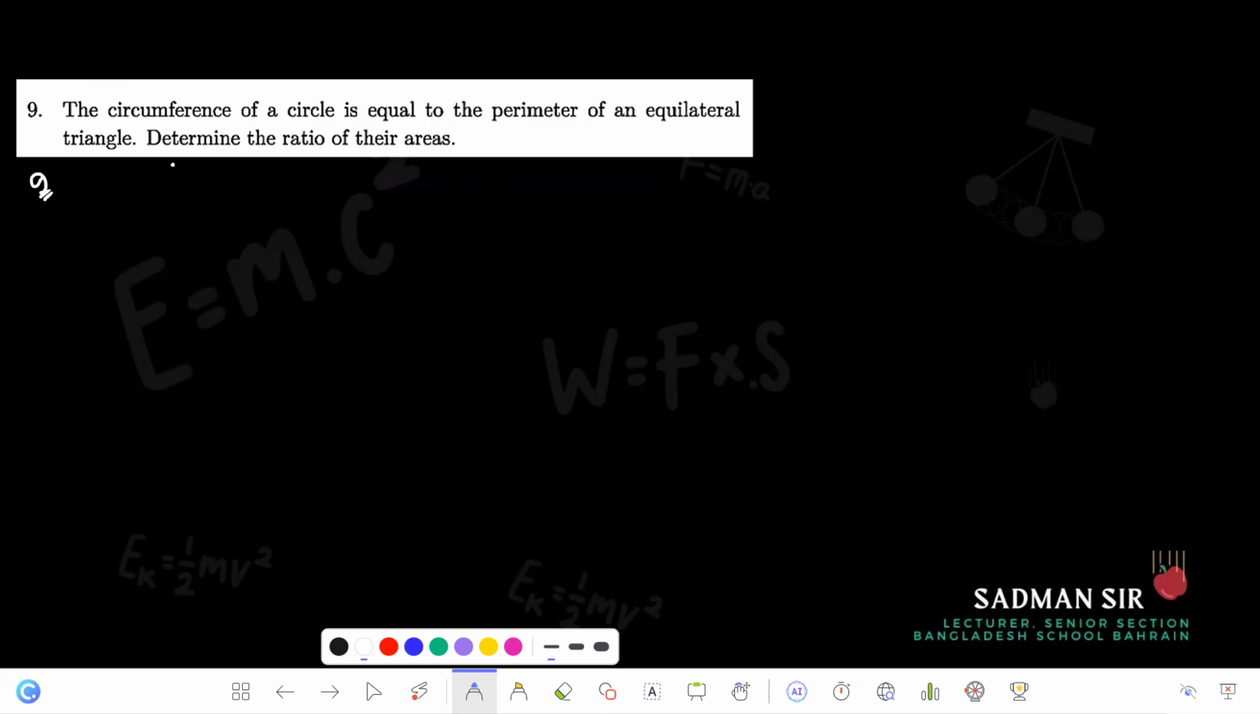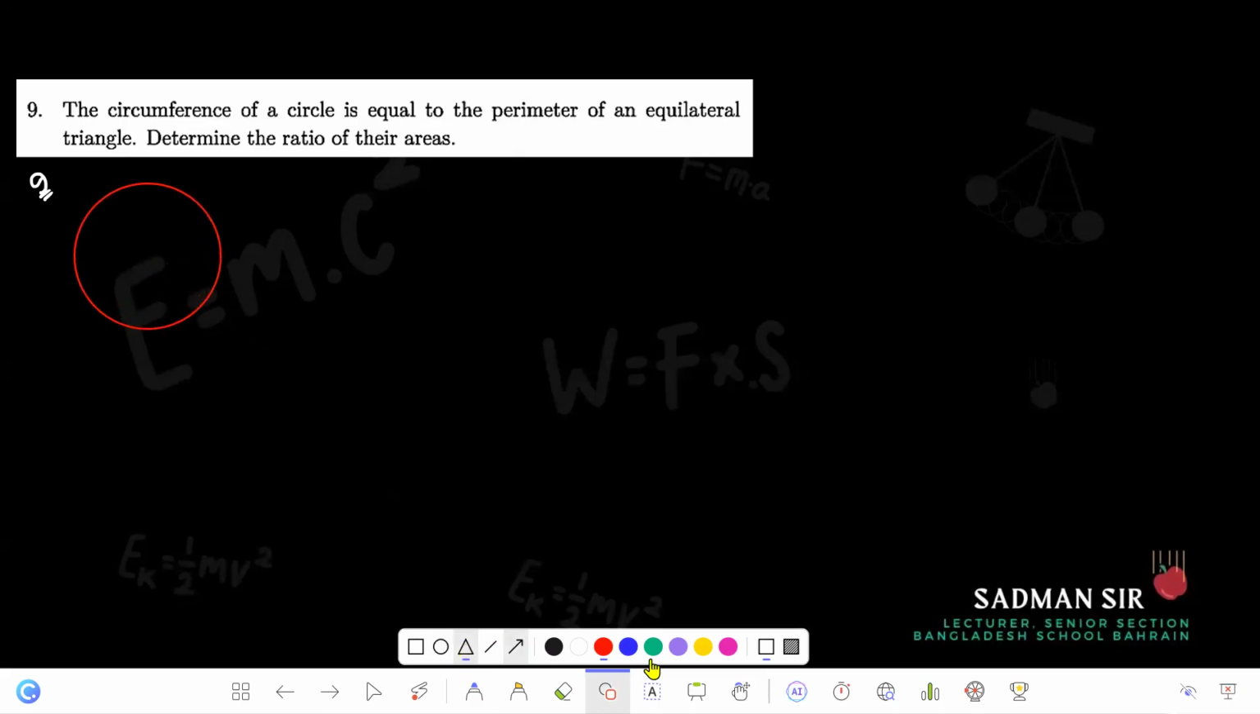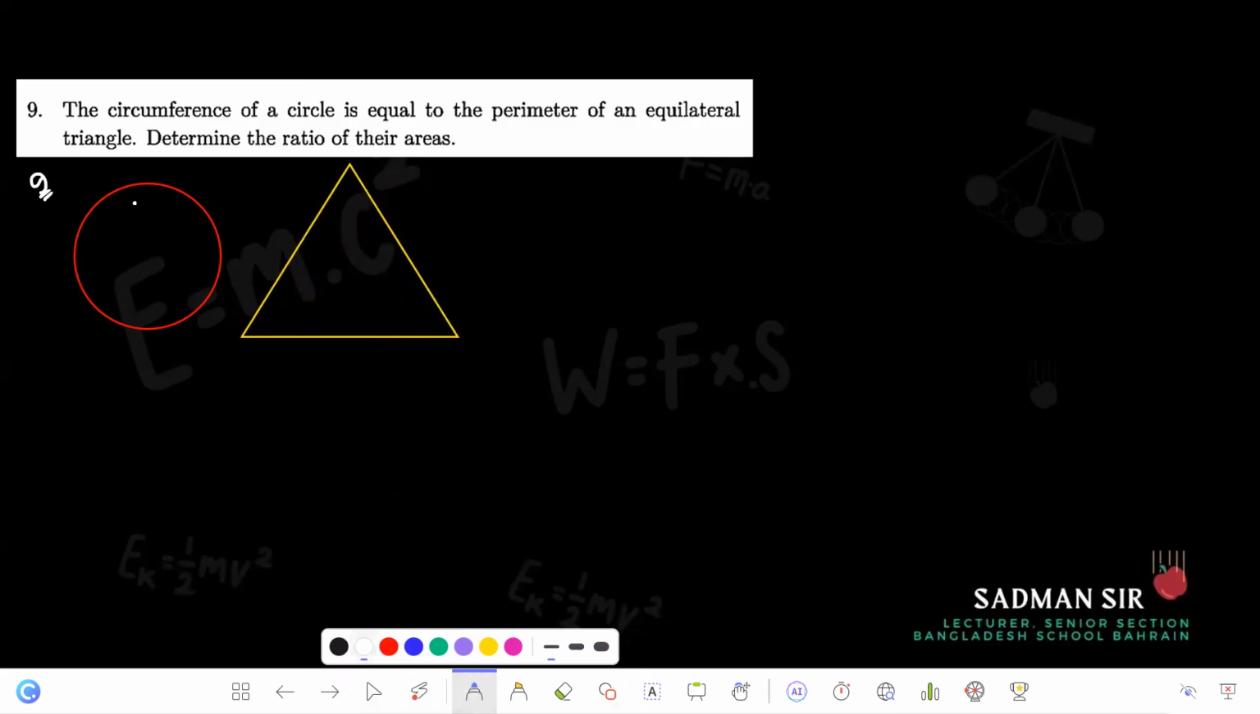Now, the circumference of circle is equal to the perimeter of an equilateral triangle. You know that in case of mensuration, you have to draw the shapes that are mentioned in the question. So, circle is mentioned, and then one triangle is mentioned. So, we have drawn both the shapes. Now, they are saying the circumference of the circle is equal to the perimeter. What will be the circumference? The radius is r, the circumference will be 2 pi r. So let us write it.